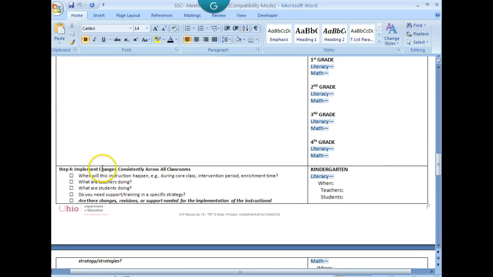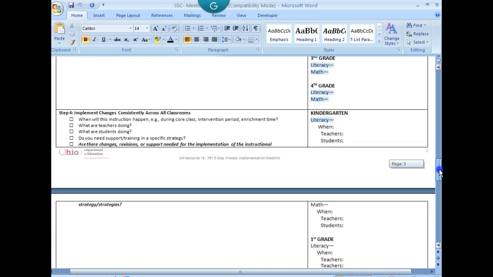Step 4, what are the look-fors? What is the teacher going to be doing? What are the students going to be doing? So principals and coaches can support teachers in the implementation.